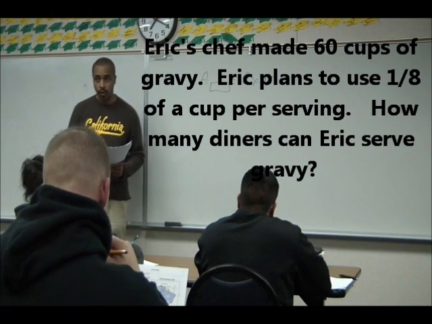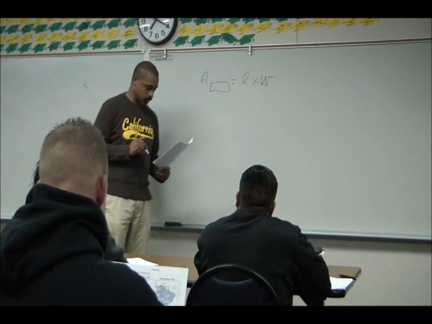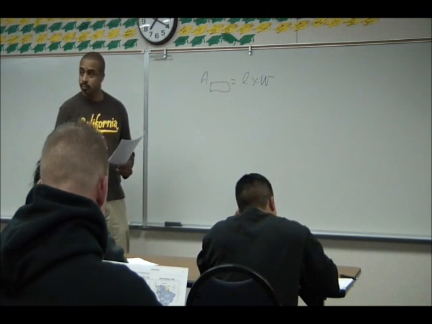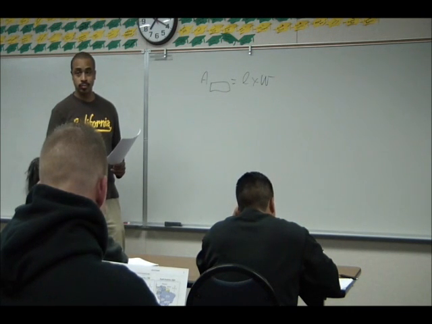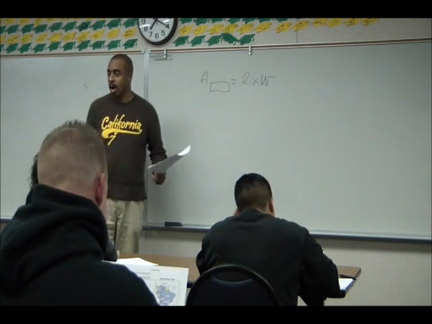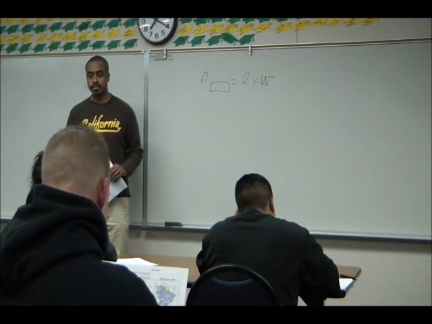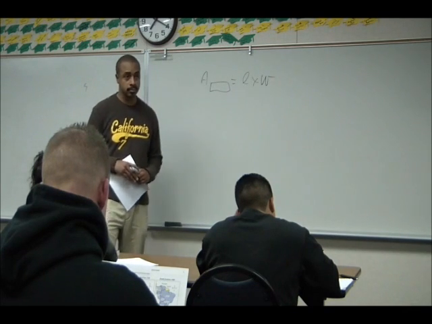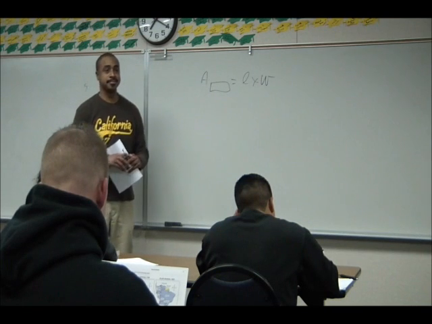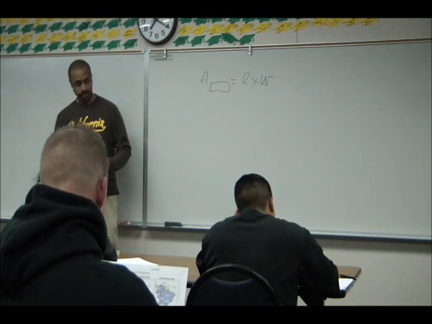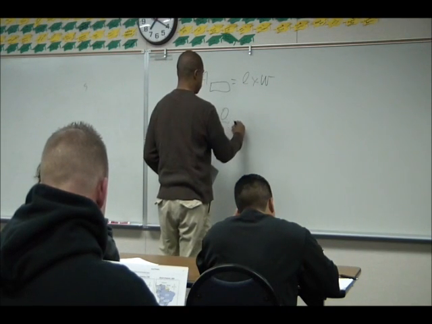480. So how do we get that? Dividing 6 times 8. Division. Multiplication, right? How will we set it up? For the 1 and the 60? How will we set it up? 60 over 1 times 1/8.